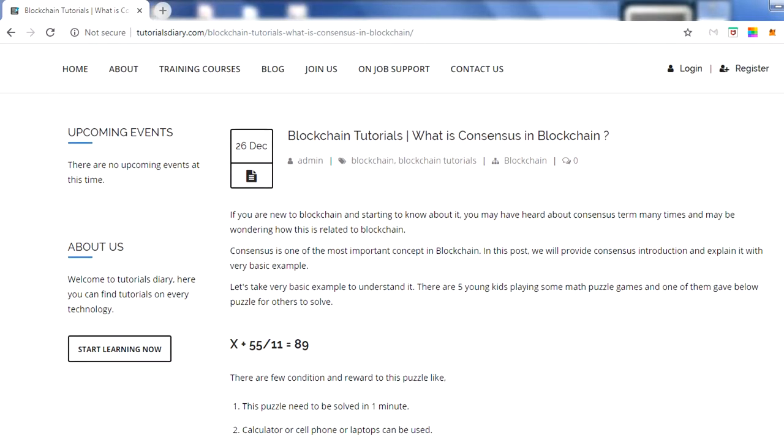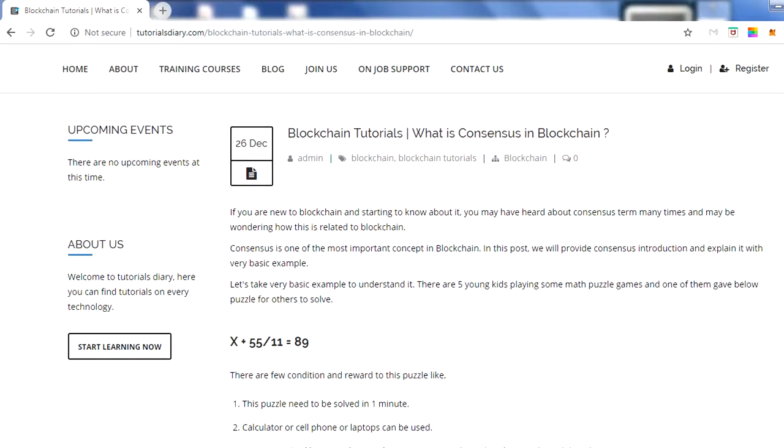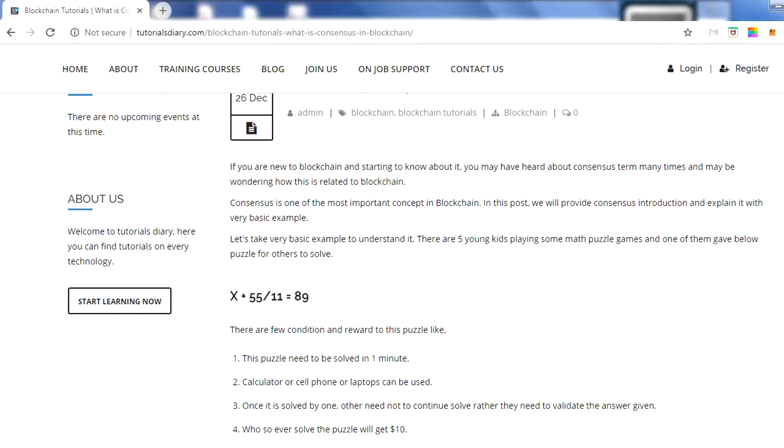So let's try to understand what is consensus. We try to explain consensus with a very basic example, which we have in this blog as well. Let's assume there are five kids playing around with some math puzzles. We have small kids, five of them sitting somewhere in a room, playing some puzzles.